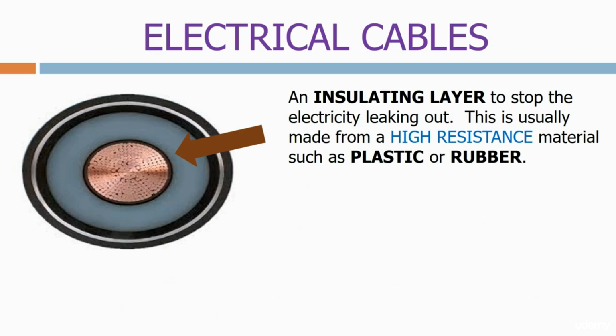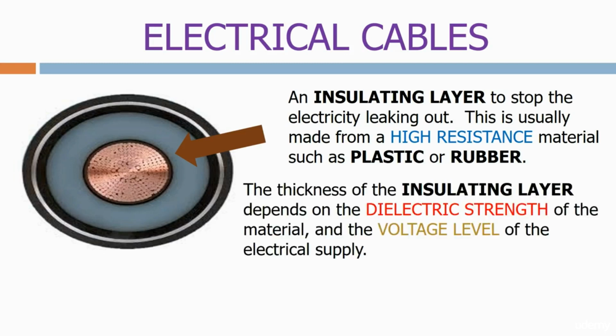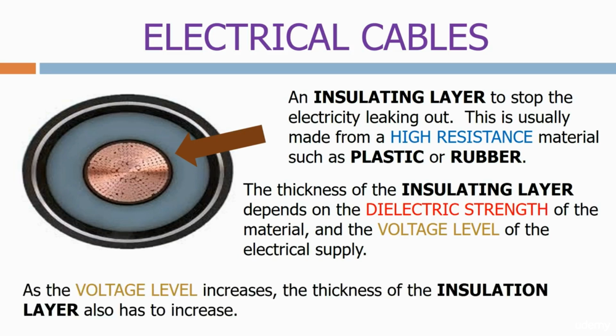An insulating layer to stop the electricity leaking out. This is usually made from a high-resistance material, such as plastic or rubber. The thickness of the insulating layer depends on the dielectric strength of the material and the voltage level of the electrical supply. As the voltage level increases, the thickness of the insulation layer also has to increase.